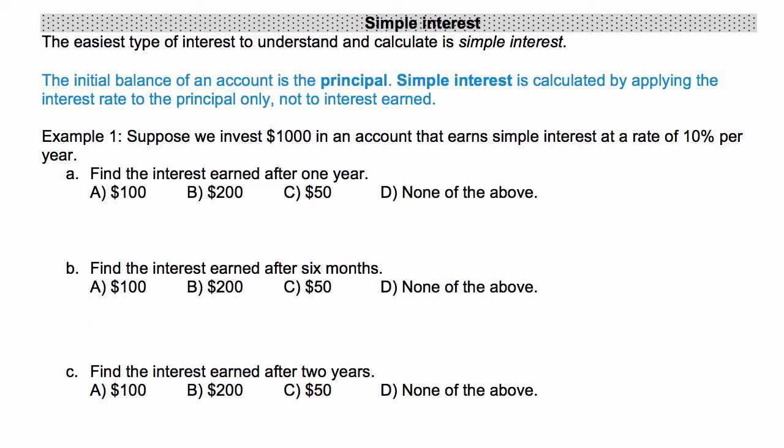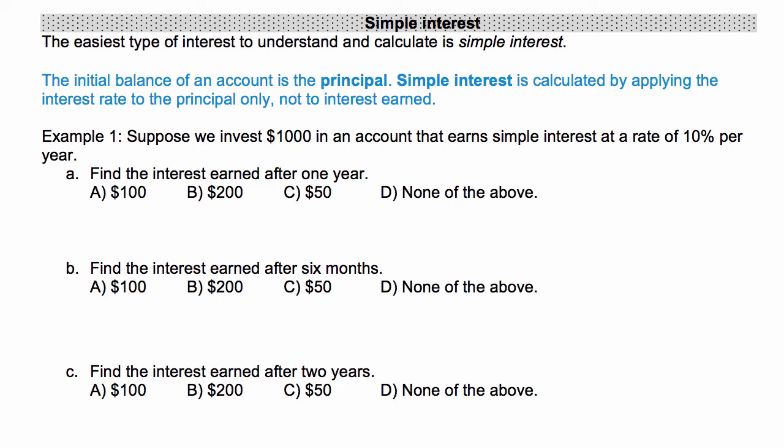The easiest type of interest to understand and calculate is simple interest. The initial balance of an account is called the principal. Simple interest is calculated by applying the interest rate to the principal only, not to the interest earned.